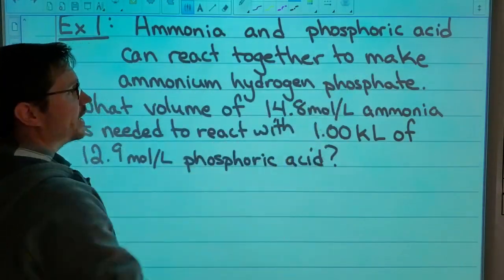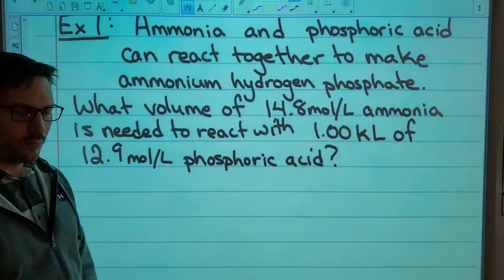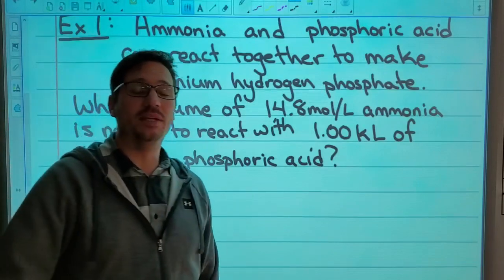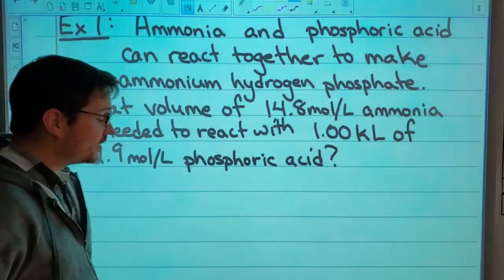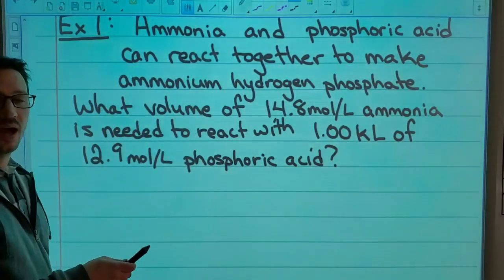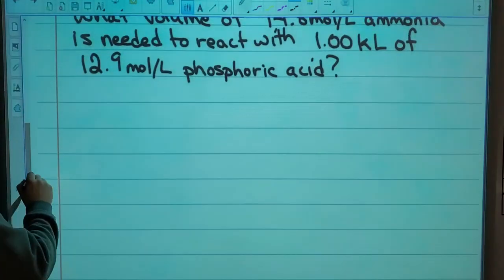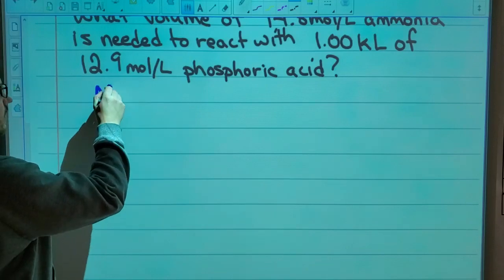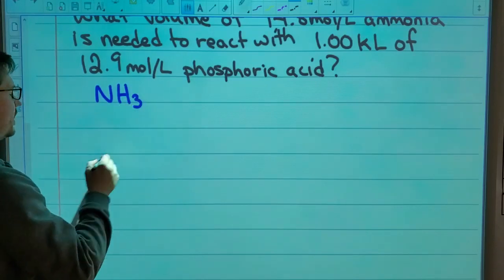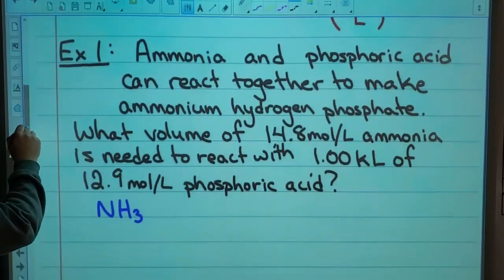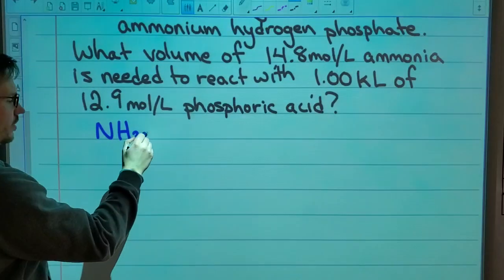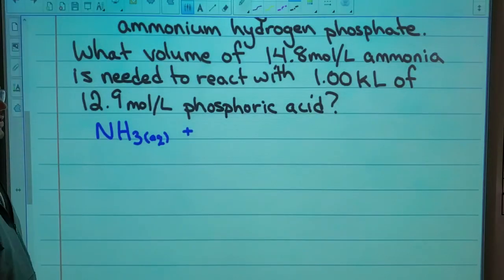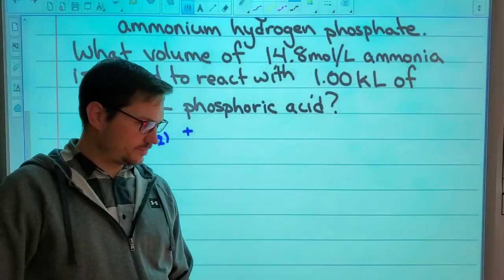Ammonia is going to react with phosphoric acid. So we're going to need to know what ammonia is. That's one of those substances that hopefully you would have memorized at the beginning of the semester. If not, you can use pages 4 and 5 in your data booklet. So let's go ahead and write down the formula for ammonia. Ammonia is NH3, and it's hinting that it's a solution, so it's aqueous, and it's going to react with phosphoric acid.